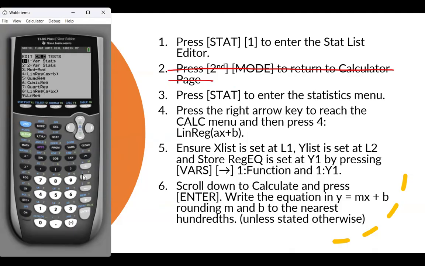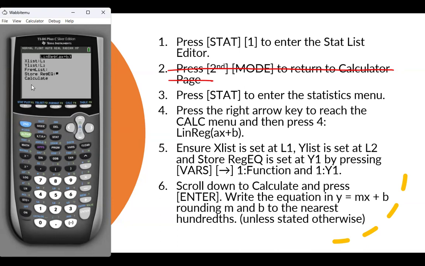So we're going to arrow over to calc and we're creating a linear regression, a linear model, because we've already decided that this is a linear model, correct? So we're going to go to where it says LinReg, ax plus b. Do we all see that? So we're going to press 4. And we've already defined our x was our L1, our y was our L2, and the frequency list doesn't matter.